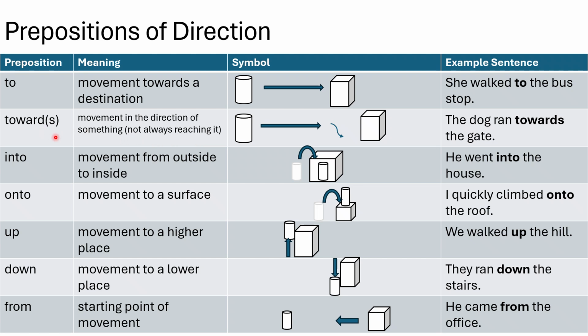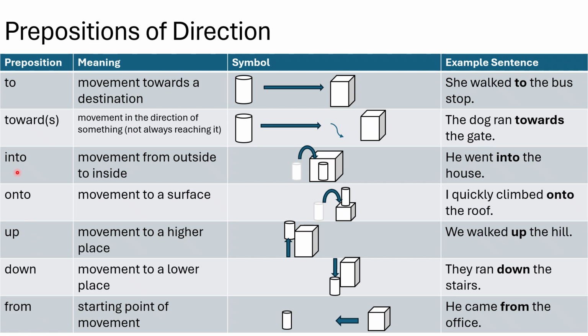Notice the optional S at the end of towards. Both toward and towards are correct. Standard British English uses towards, and Standard American English uses toward.